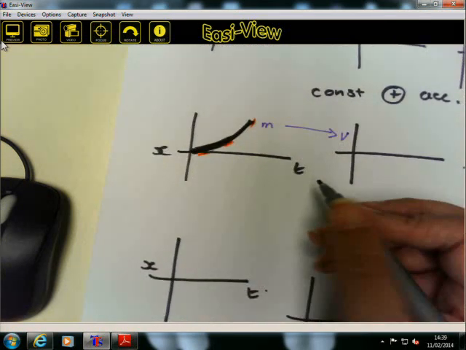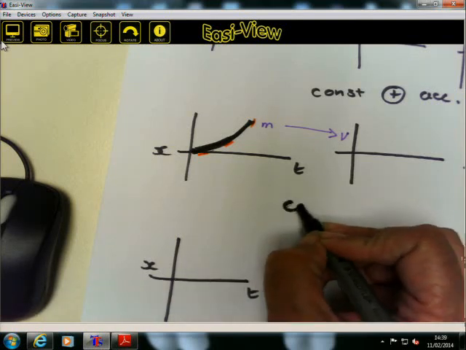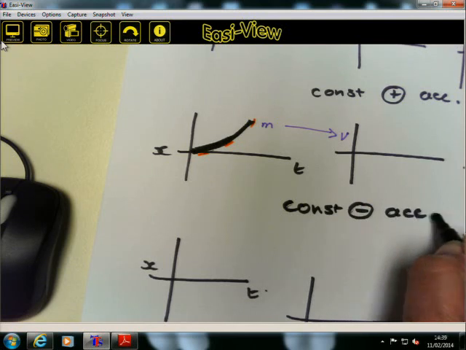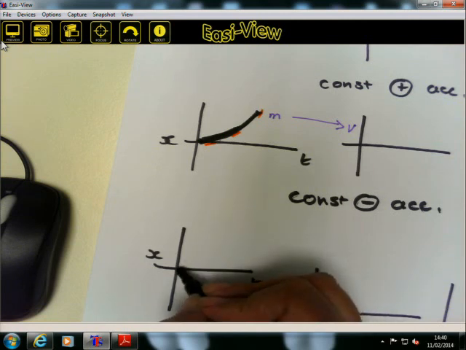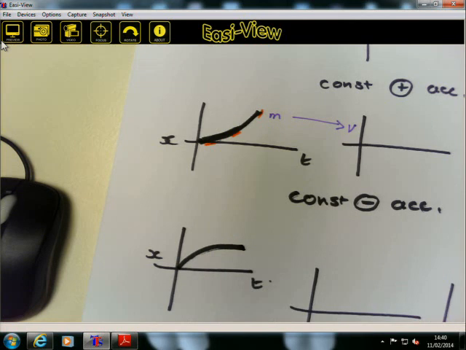What happens when I have constant negative acceleration? In plain English, it means that the object is slowing down. In other words, you are covering less distance per time unit, and your graph is going to look like that. It's going to curve. It is going to have a negative gradient.